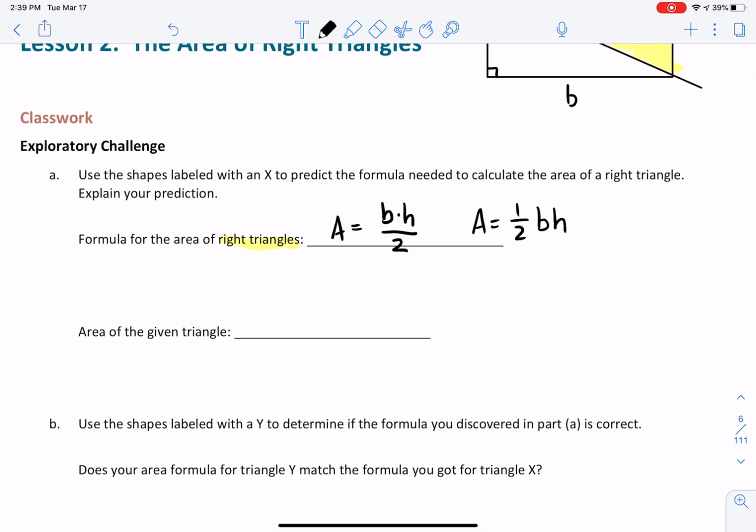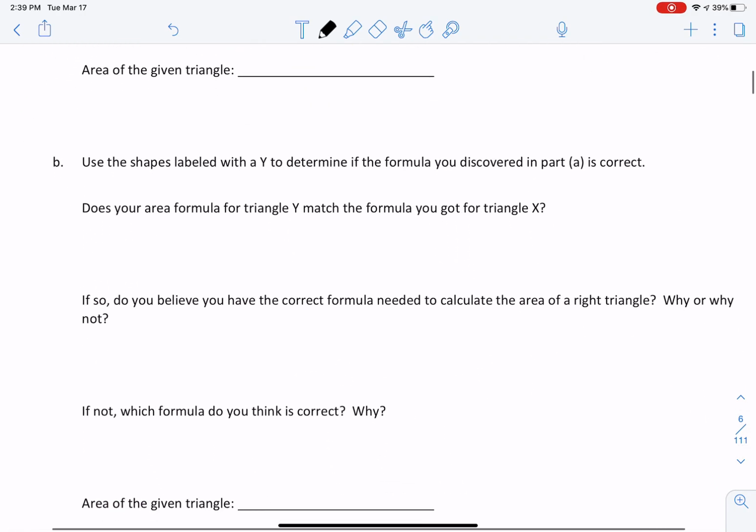So this exploratory challenge, part A, didn't quite go the way it was intended, but hopefully we're able to make sense of how we find the area of a triangle. Well, first find the area of the full rectangle and then divide it by 2. Cut it in half.